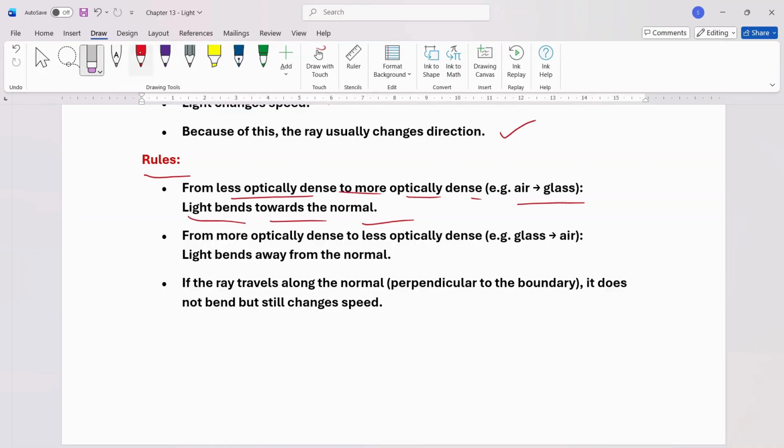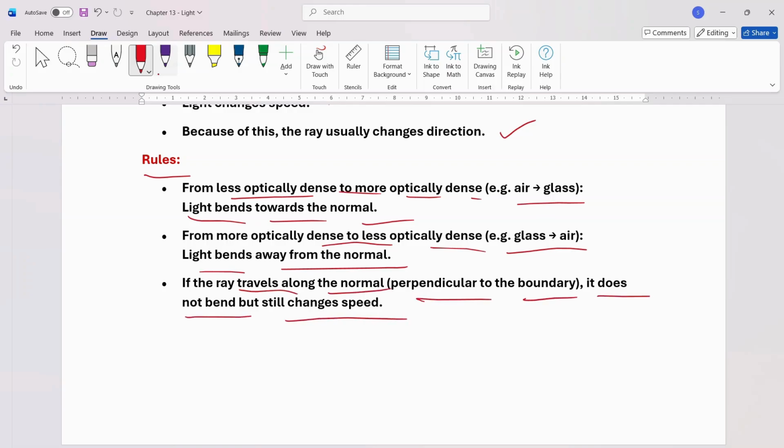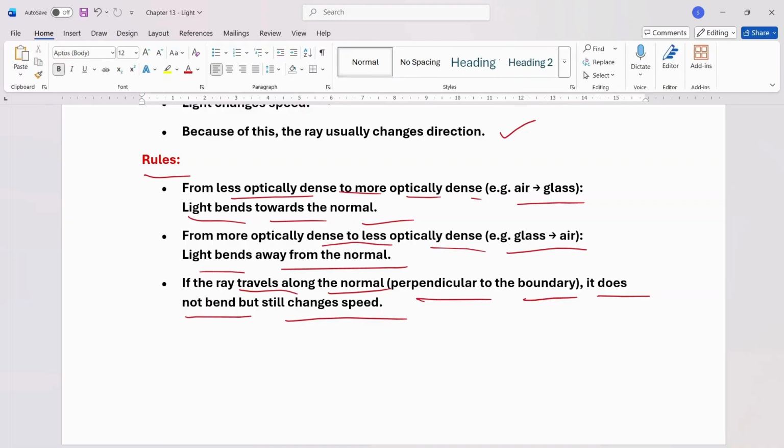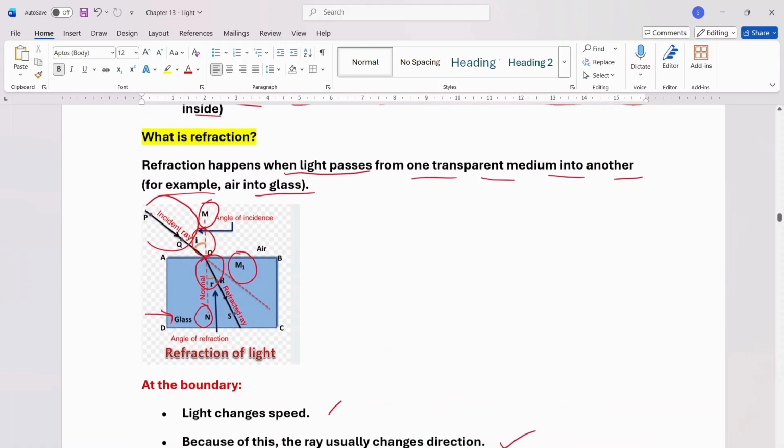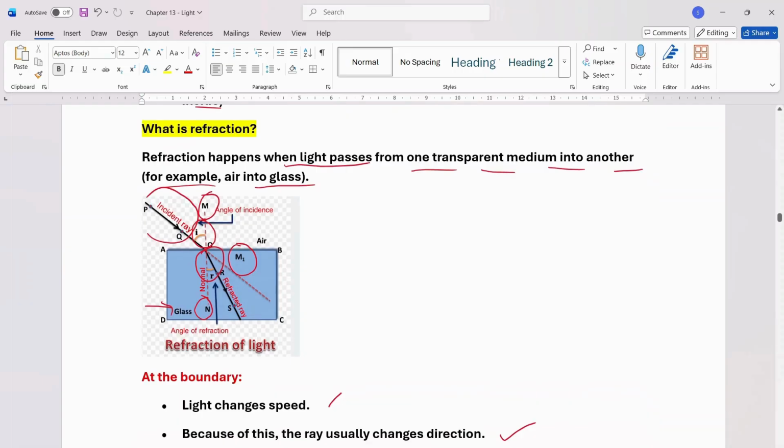From more optically dense to less optically dense, for example, glass to air, light bends away from the normal. If the light travels along the normal, perpendicular to the boundary, it does not bend but it still changes speed. As you can see in the diagram here. So when the light hits the surface, it bends.